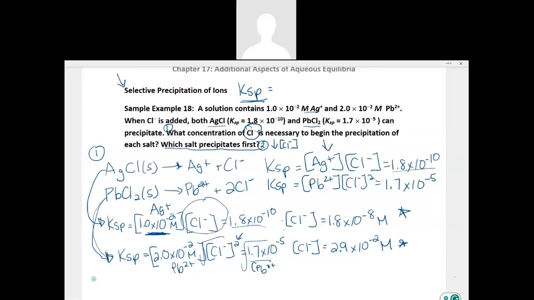So recall that a larger negative exponent means that we need a smaller amount. Since this is the smaller value, we would say that our silver chloride would precipitate out first.